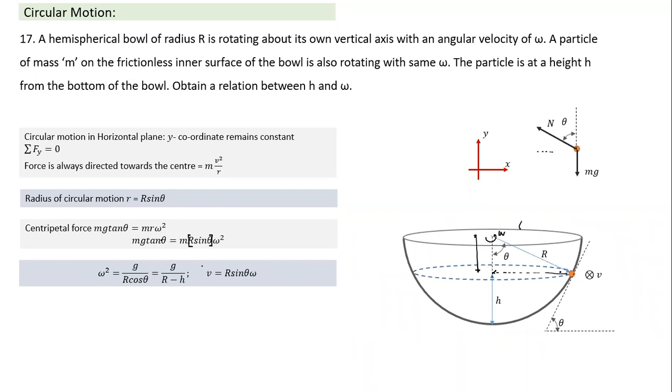And what would be the instantaneous velocity, if the angular velocity is omega? Velocity will be equal to the radius of circular motion into omega, not capital R omega, it will be equal to small r omega. That's the velocity.